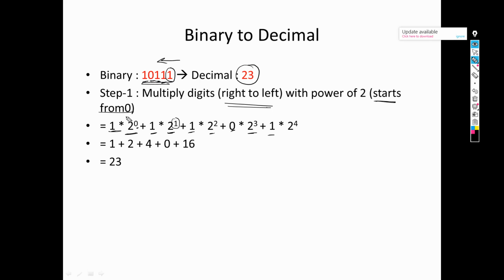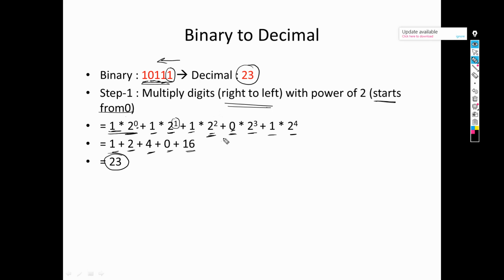After that, what we need to do? We need to make the sum of it. So 2 power 0 is 1, 1 into 1 is 1. 2 power 1 is 2, 2 into 1 is 2. 2 power 2 is 4, 4 into 1 is 4. Here, since it is 0, the value will be 0, and 2 power 4 is 16, 16 into 1 is 16. So ultimately, sum this up and we will be getting 23.